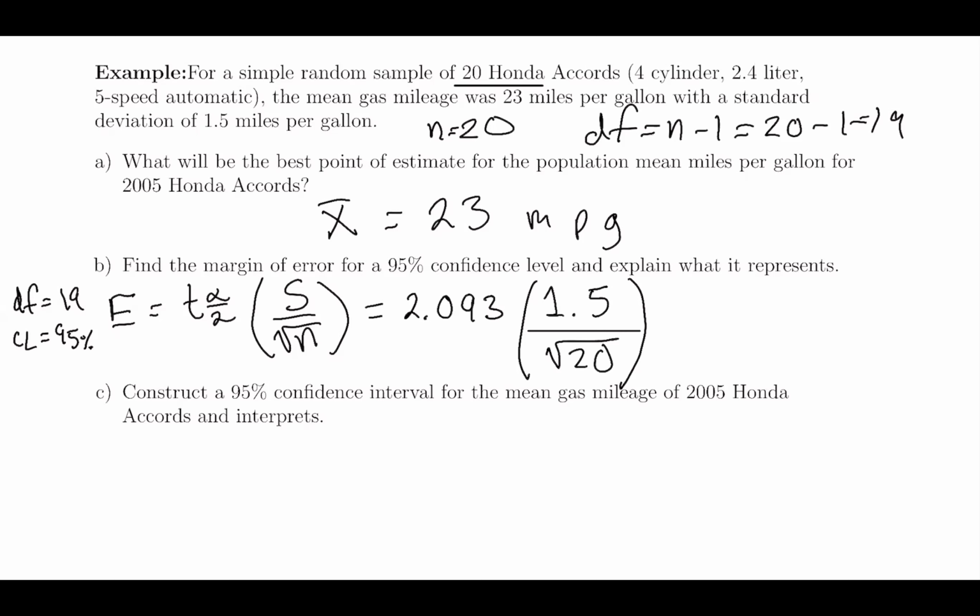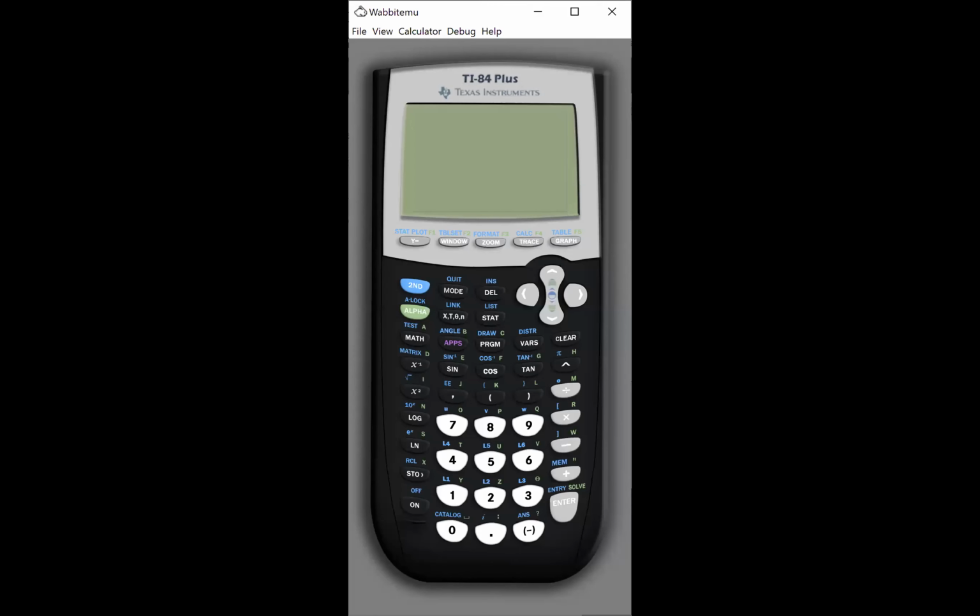All right, so I'll do this in the TI-83, but you could do it with the ClassCalc, you should get exactly the same answer. So you go 2.093 multiply by 1.5 divided by square root of 20. And if you calculate that, you get 0.702. Just to make this easy, we'll just make it into 0.7. Everybody good with 0.7 for margin of error?